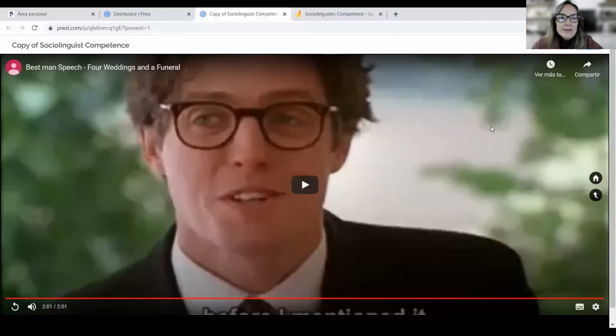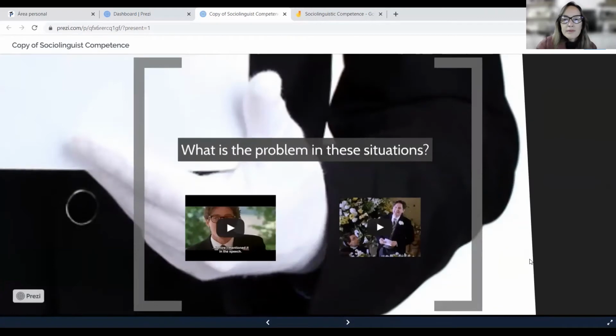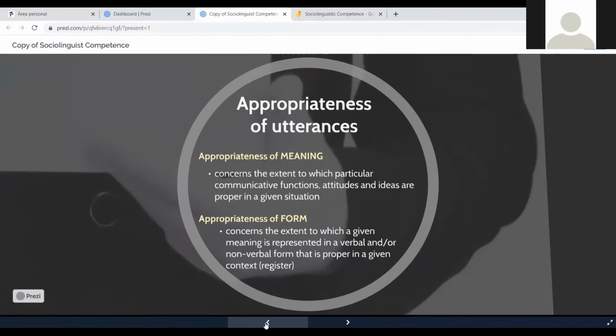Okay, let's stop here and discuss what you saw. What could you see? I think it is proper in both ways. It is proper in meaning and in form. In meaning, in the sense that he gives a speech that is normal to that situation of a wedding. And the form is appropriate because everyone understands the jokes. So he is in the same register, let's say, with the audience.